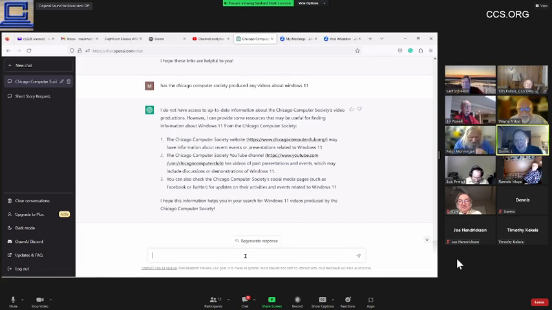Does ChatGPT keep track of all the searches? Yes. How about, who is the representative and the senators for the state of Illinois?